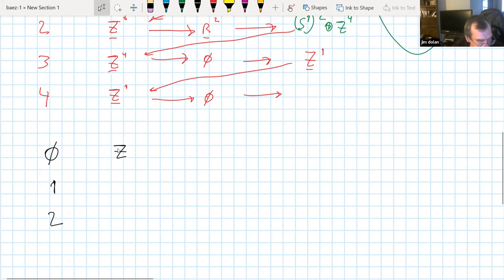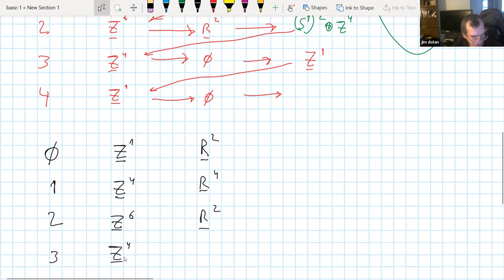So we have, what is it? It's still Z to the one and Z to the fourth, and Z to the sixth in the first column. And then what is it in the middle column? If I understand what you're saying, then because of the Hodge diamond staying the same, you tried to convince me that the Hodge diamond stays the same. And that means that the middle column is going to stay very similar. So it's still going to be R squared, R to the fourth, R squared, and then this is like Z to the fourth, and this is zero.